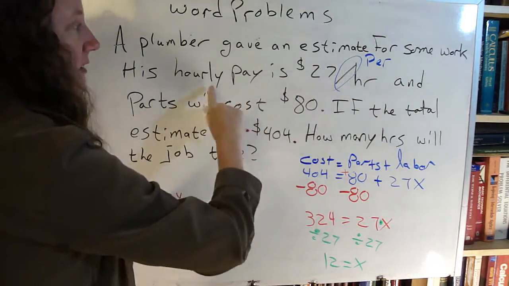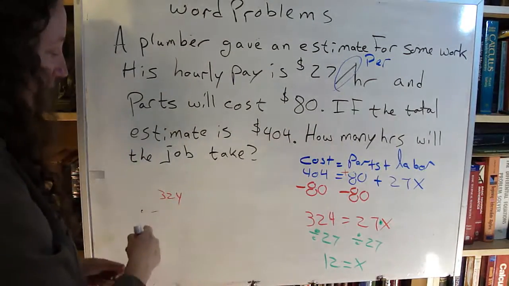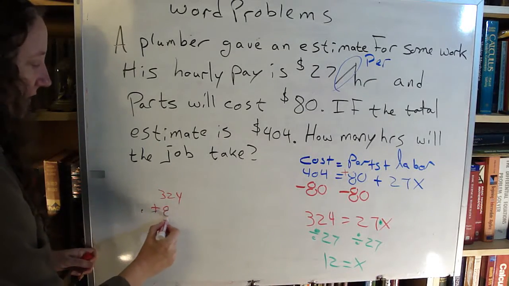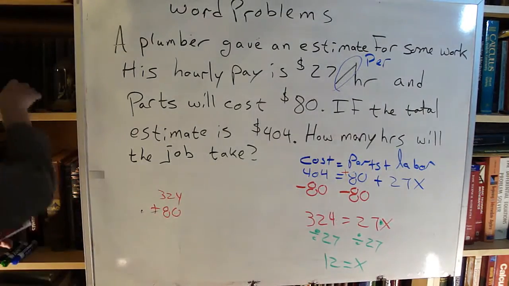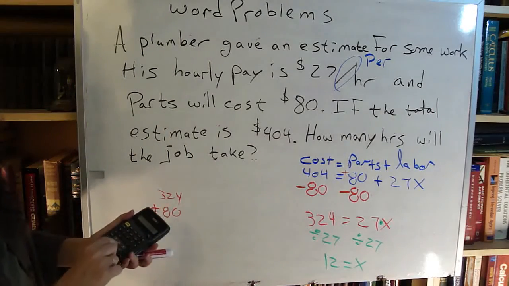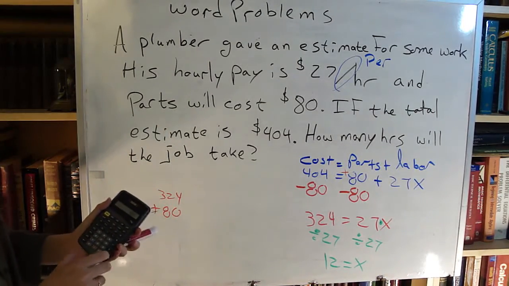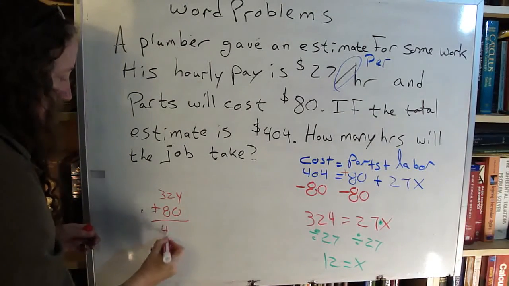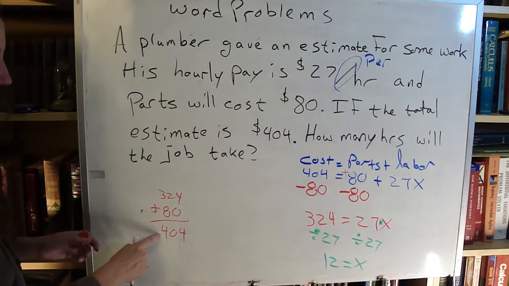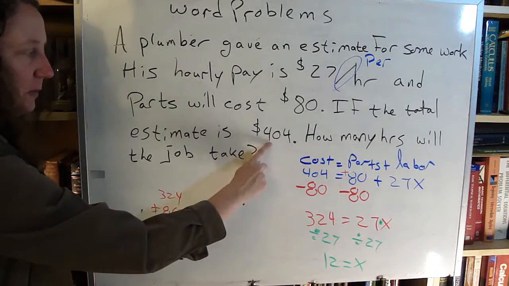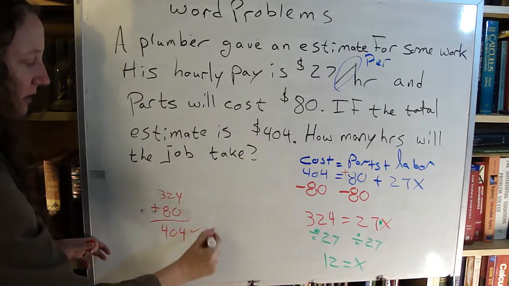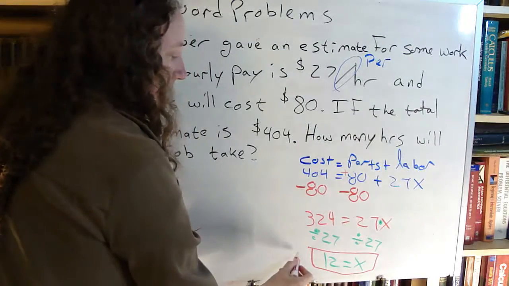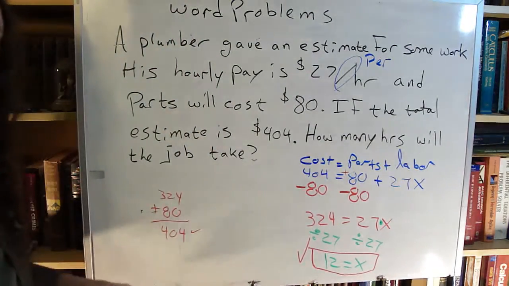So that's the hourly pay, adds up to 324. Then I have to buy my parts. So I add my 80 into that. So plus 80 equals 404. Make sure that this is the same number as what they were telling me up there. It is. So that tells me my correct answer is 12.